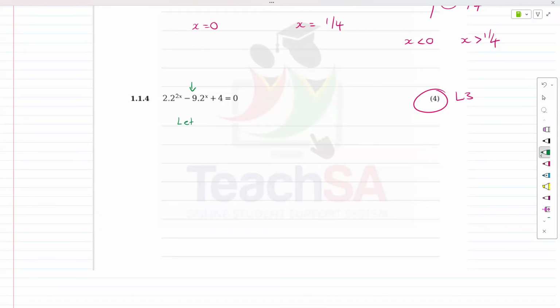So let's say let 2 to the x equal to k. So now I end up with 2k squared because if x equals to k, 2x is going to be equal to k squared minus 9k plus 4. And that equals to 0. When I solve this with the minus b formula again, this minus b formula and you guys are going to be best friends, so make sure to get it right. K equals to half or k equals to 4. Guys, again, your a value is 2, your b value is minus 9, your c value is 4.